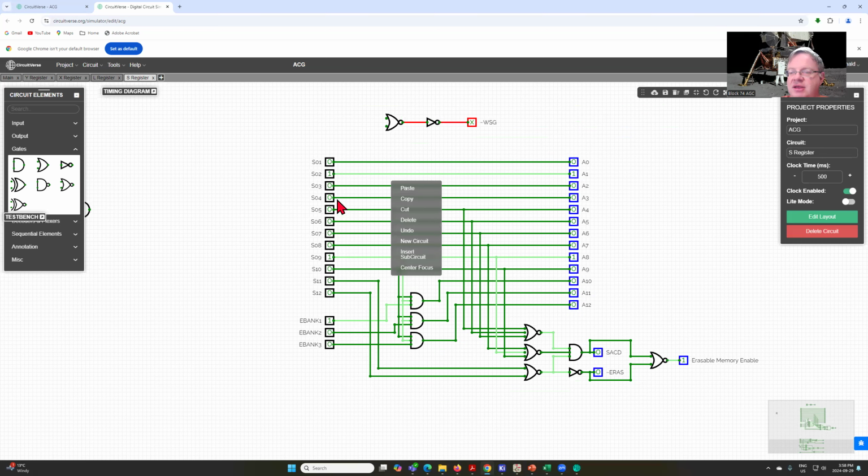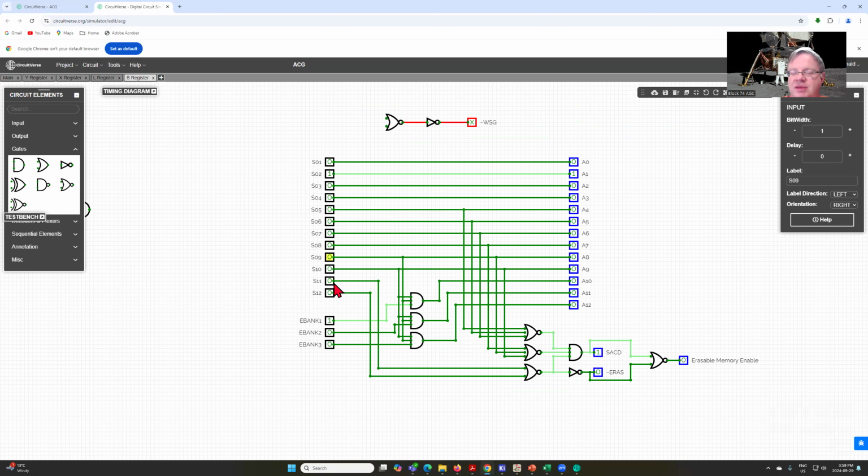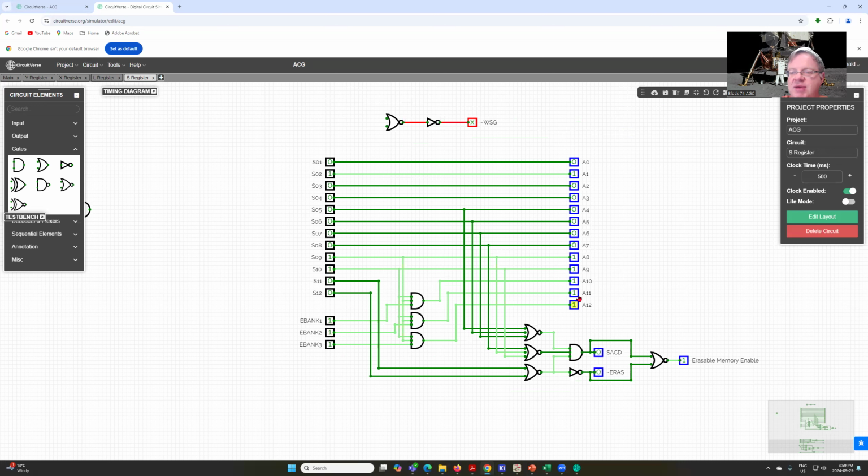And then this is the decode logic that you can see up here. If bits S9 and S10 aren't set, it doesn't matter what's in our EBANK registers, we aren't going to pass anything out. But the moment we say, yes, we are in the S9 or S10, we will now, as you can see, pass the contents of the EBANK register out to our memory address.